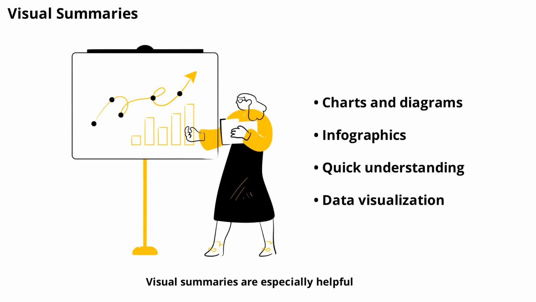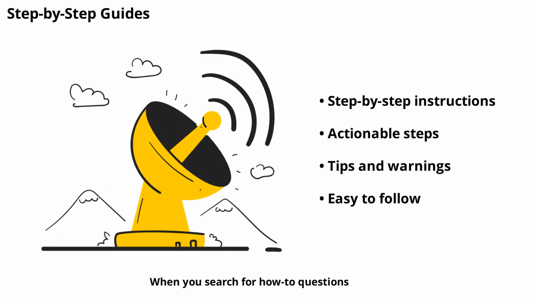Visual summaries are especially helpful for data-driven or process-oriented searches. When you search for how-to questions, SGE can generate step-by-step guides. These guides break down processes into clear, actionable steps, often accompanied by tips or warnings. Whether you're learning a new skill or troubleshooting a problem, these guides make it easy to follow along and achieve your goal.